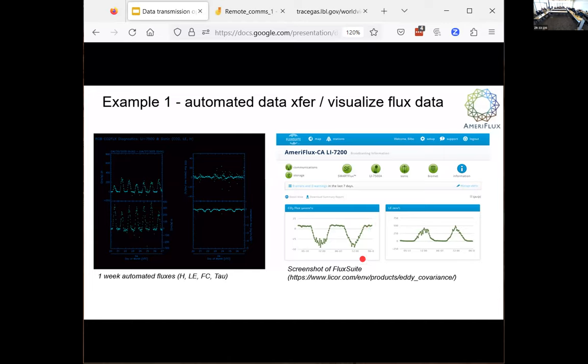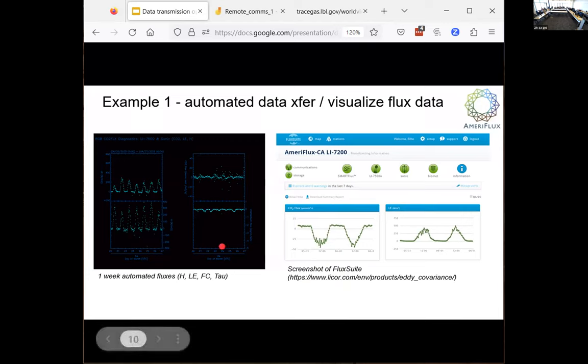I'm going to show an example here on the right showing a LI-COR product called FluxSuite. It integrates with their SmartFlux, which is a little processing unit that is at the site. If you have FluxSuite, you can log in. It's downloading all the half-hour fluxes from SmartFlux, but also all the diagnostics from your sensors. And so you can go to their web-based graphical user interface and see fluxes of CO2 and latent heat.